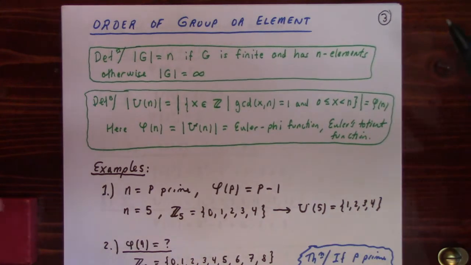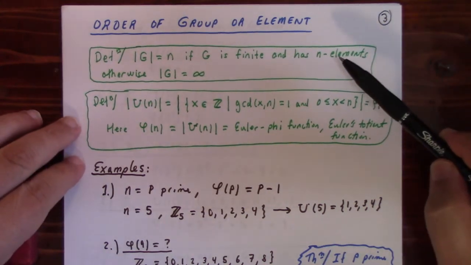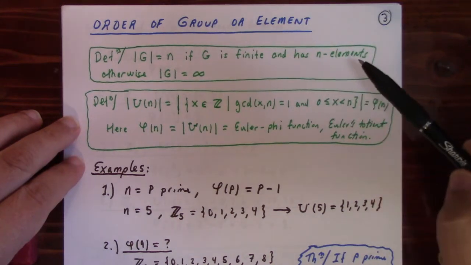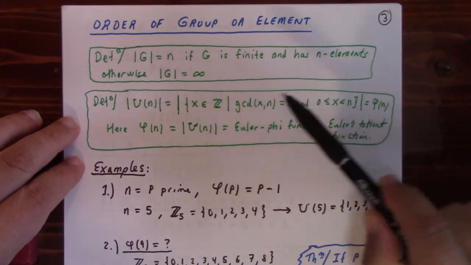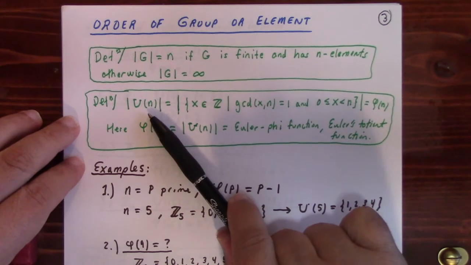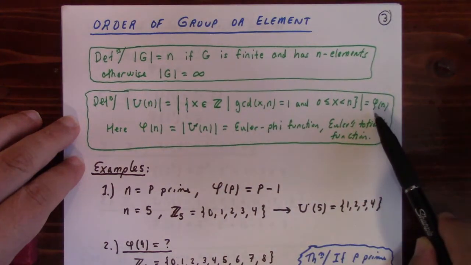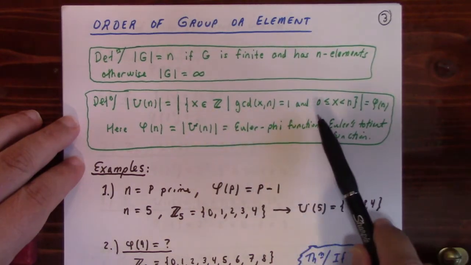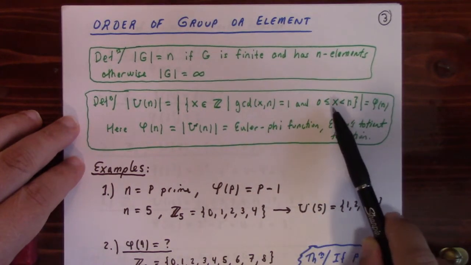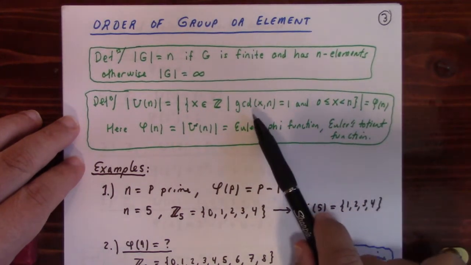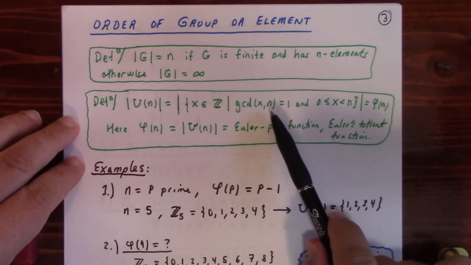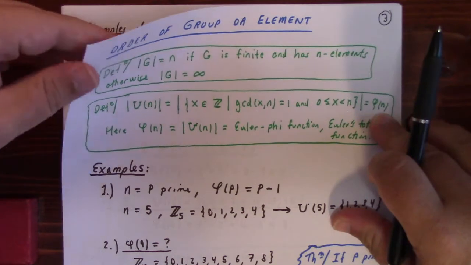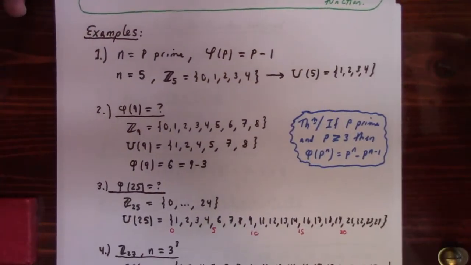Then I started talking a little bit about the order of an element and the order of a group. Of course, the order of a group is the number of elements in the group. It's either finite or it's infinite, and I defined the order of the group of units to be the Euler phi function of n. That's the number of integers between 0 and n, 0 not included, which are relatively prime to n, right? And we looked at a number of examples to try to give you formulas for that, right?